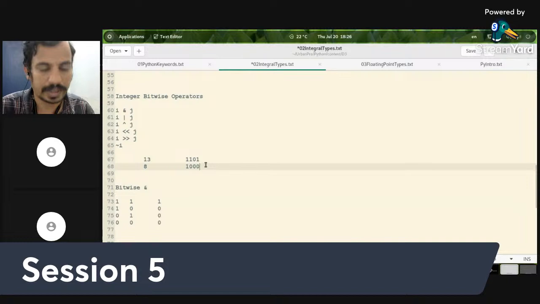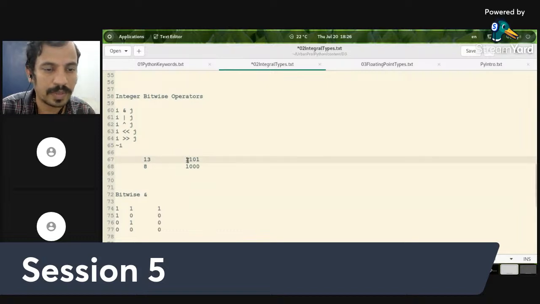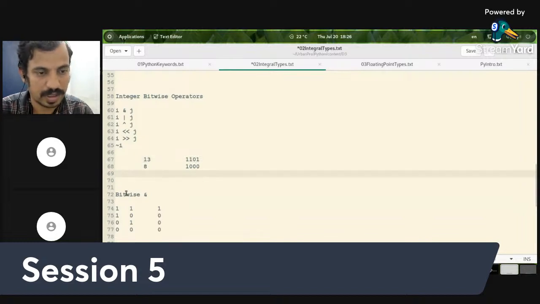Now let's apply that here. According to the truth table, let's compare bits at the corresponding positions. What is 1 and 1? 1 bitwise AND 1 is how much? According to our table, 1. Then 1 and 0 is 0. 0 and 0 is 0. Then 1 and 0 is 0.